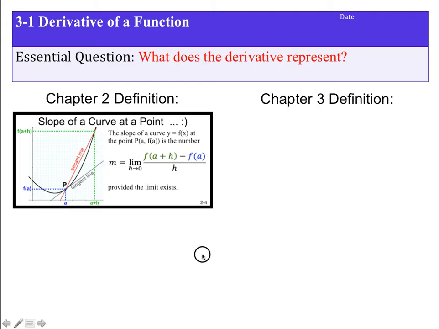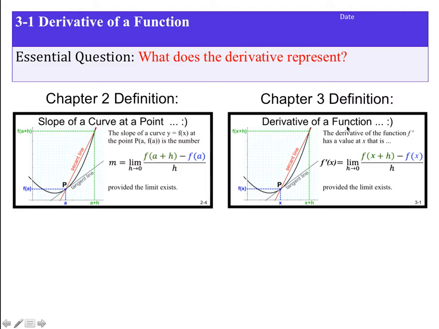So in Chapter 3, we're going to jump right into the derivative of a function. The definition of the derivative, if you notice, looks really close to the definition of the slope. There's just one subtle difference. When we talked in Chapter 2 about the slope of a curve at a point, we had a point A. That was a specific location, a specific x value. And now for the derivative of a function, we have this generic point x. So we don't know where we are on the x-axis, but the process is the same.